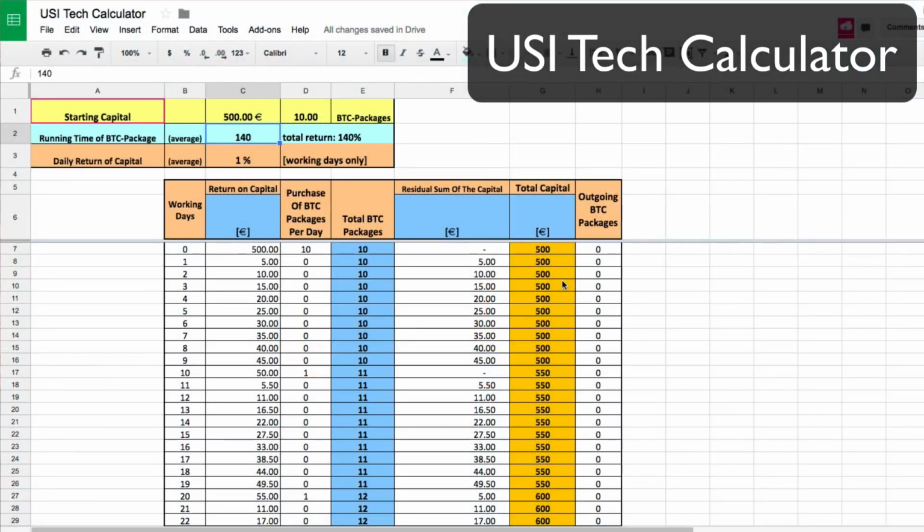John Bennett here, and in this video I'm going to go over the USI Tech Calculator that I have adapted. My upline OJ hooked me up with this, and I've converted it to Google Sheets so everybody can play with it a little bit easier.